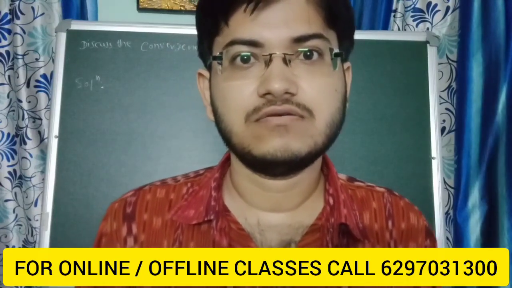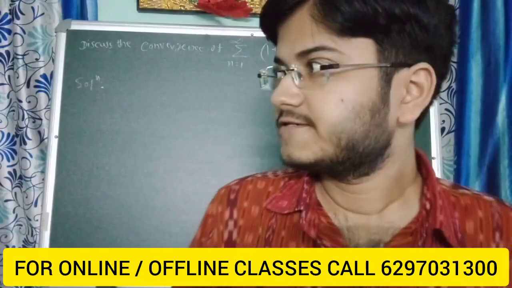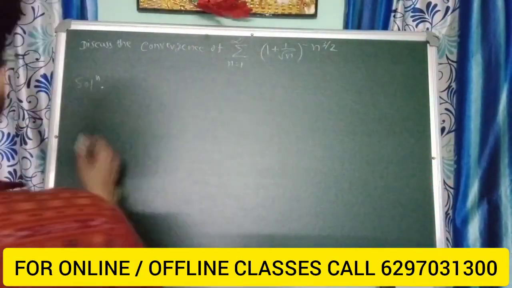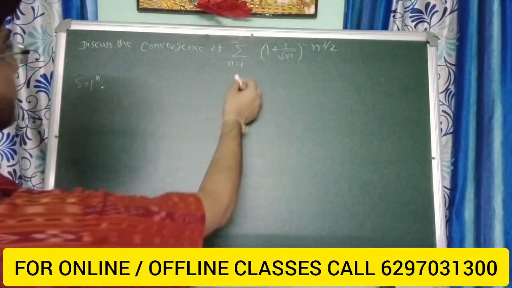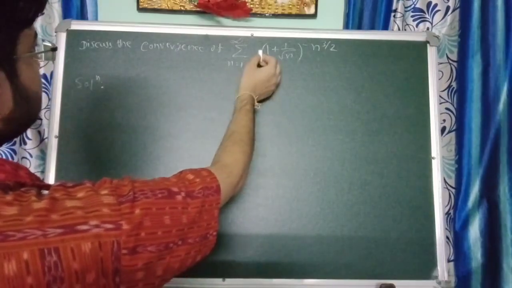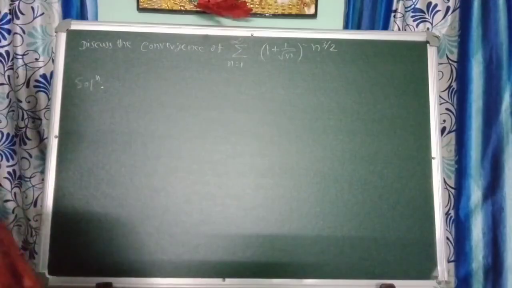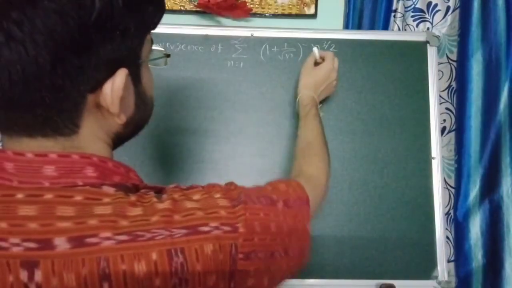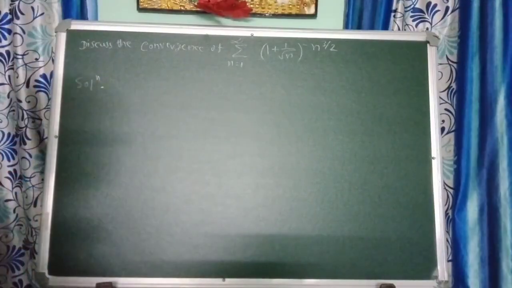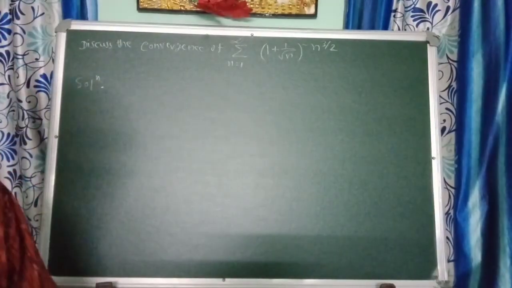Here we consider another example of root test. This is the question. Discuss the convergence of summation n equals 1 to infinity (1 plus 1 by root over n) to the power minus n to the power 3 by 2.